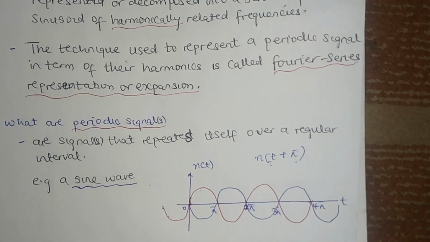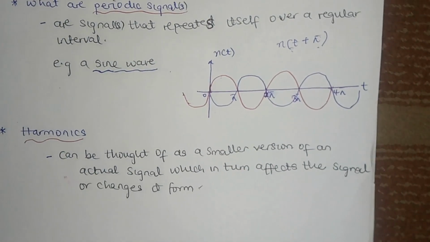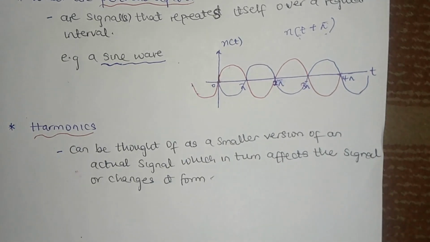Now, the second component or the second discussion is harmonics. The basic way that you can understand what harmonics is all about is that you can think of a harmonic as a version of the actual signal, which in turn affects the signal or changes its form. For instance, if you have a guitar and you hit the string, that kind of sound gives different vibrations and some other waves. So when they mix together, they form something complex, which is different from a pure sound wave. You get the point? Now let's look at how harmonics works.